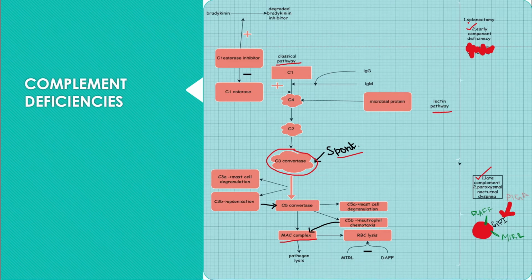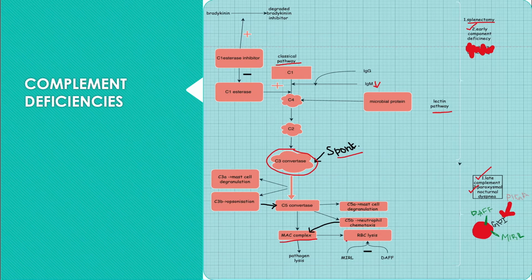Let's see how. Macrophages phagocytose foreign bodies in the spleen. Now the macrophages, after phagocytosing them, will present the antigen to T helper cells and will eventually lead to formation of IgM and IgG. Now, because there's going to be decreased IgM, there's going to be less stimulation of the classical pathway. So, eventually, splenectomy will lead to complement deficiency. And secondly, we're going to talk about paroxysmal nocturnal dyspnea.